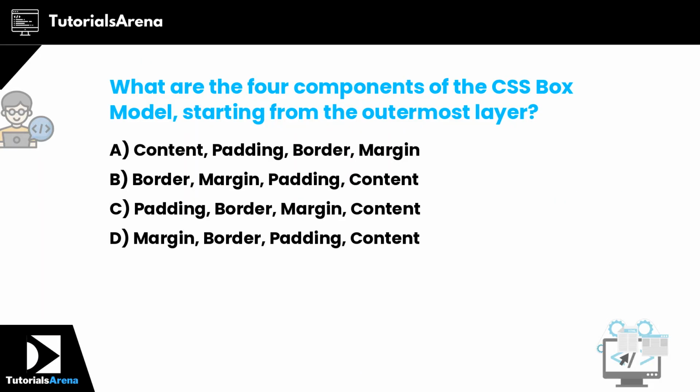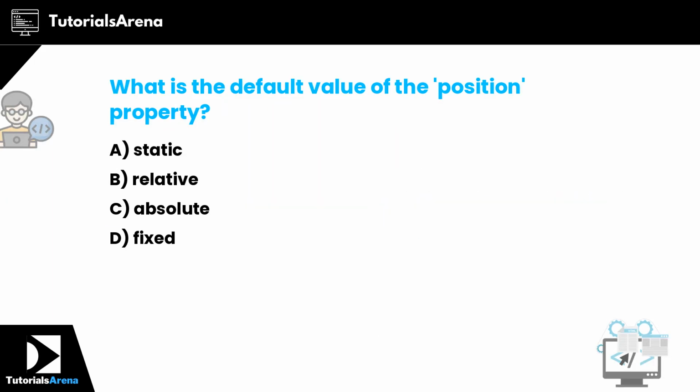What are the four components of the CSS box model, starting from the outermost layer? The correct answer is option D, margin, border, padding, content. What is the default value of the position property? The correct answer is option A, static.